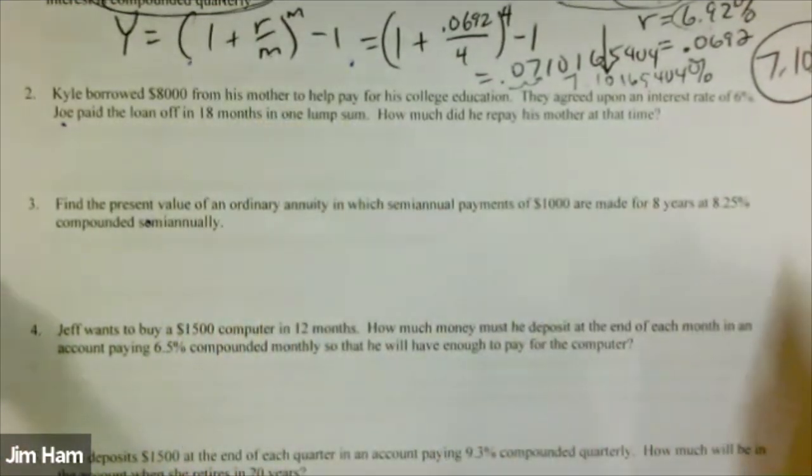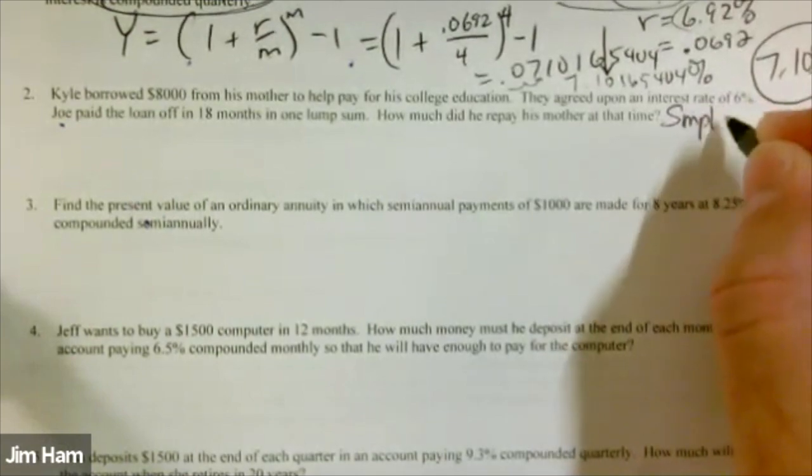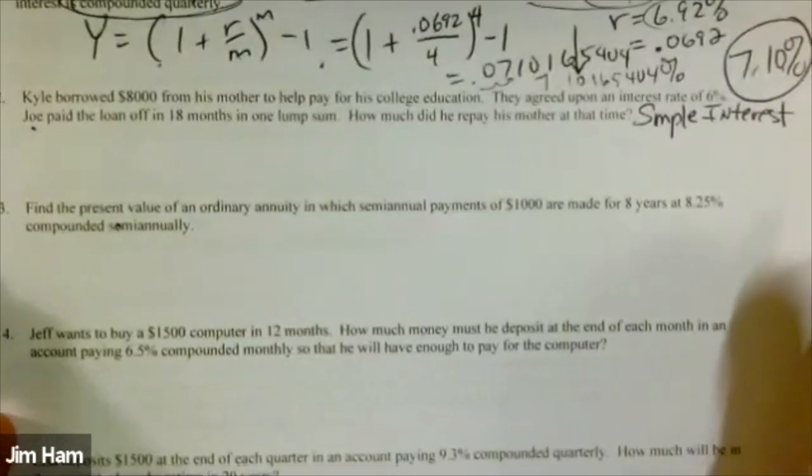Okay, now it's not explicit here. But if you're going to borrow money from a relative like your mom, she probably is not going to compound interest on you, right? If she wanted to compound interest on you, then why not just increase the rate? Usually in these problems, there will be reference to simple interest. So this is a simple interest problem.